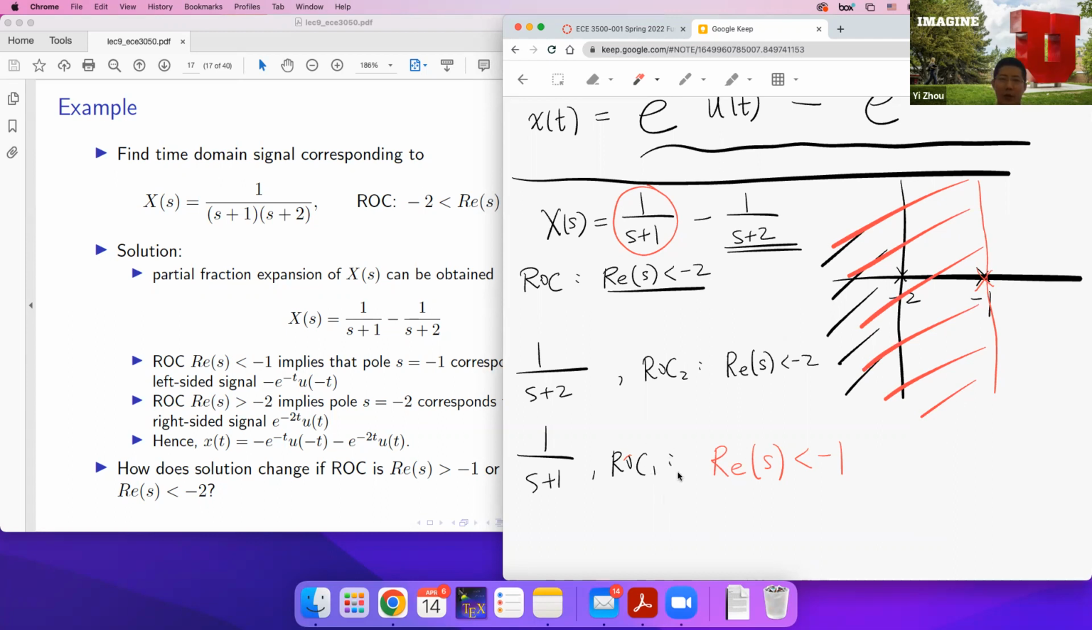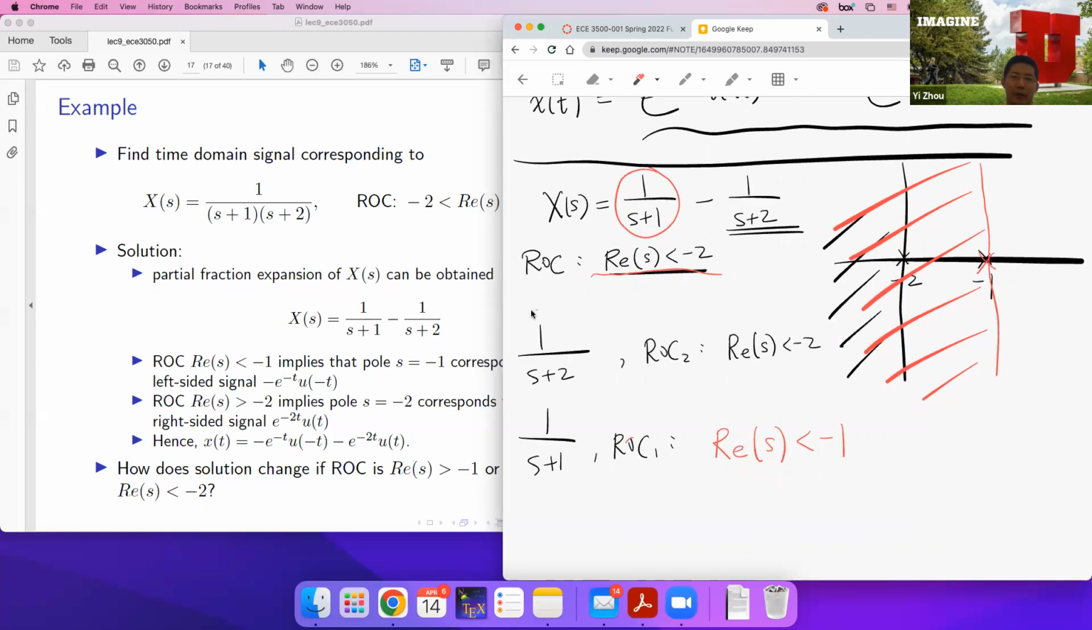So the ROC1 is the red region, and ROC2 is the black region. And once you take the intersection, we can see that ROC1 covers ROC2. So by taking the intersection, the overall ROC is simply ROC2. So this is how you identify the implicit region of convergence in this case.